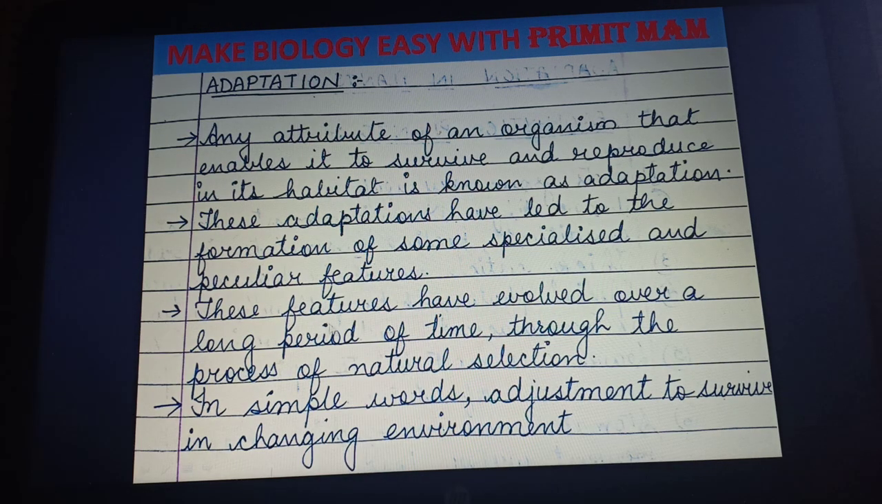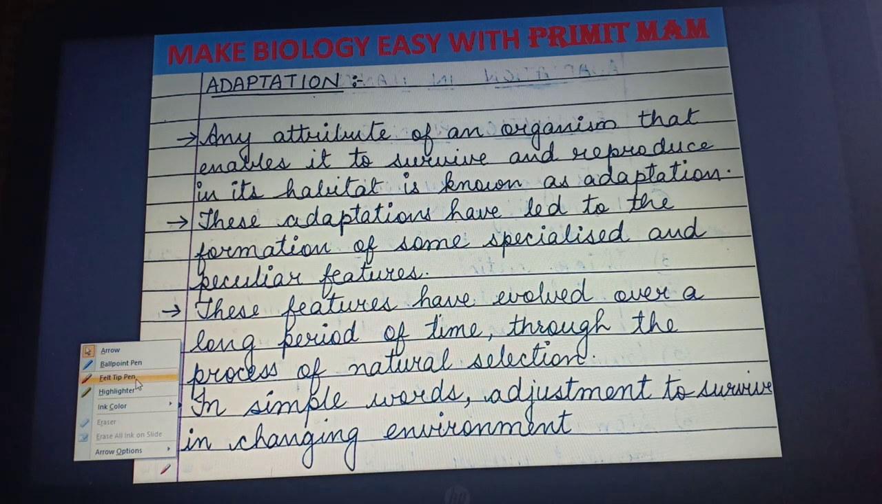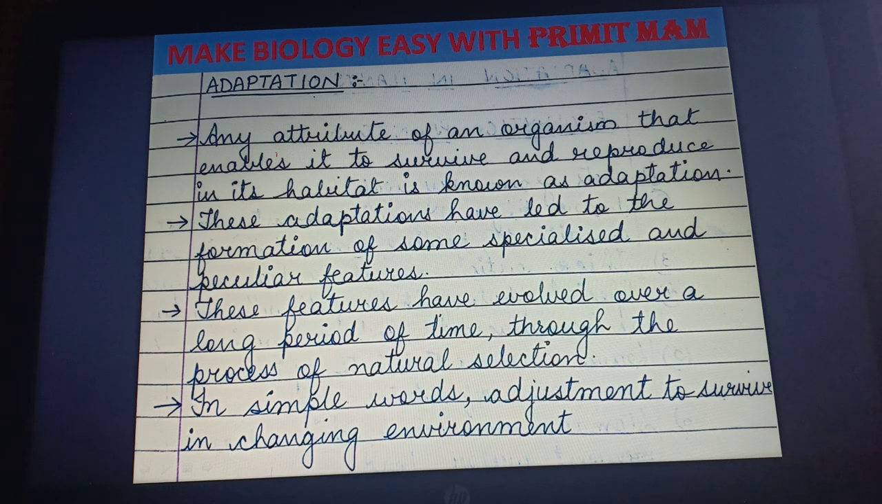Adaptation means any attribute. Attribute means quality. So any quality of an organism that enables it to survive and reproduce in its habitat is known as adaptation. In simple words, adaptation is adjustment to survive in the changing environment. As the environment is changing every now and then, organisms need to adjust. Then only they can survive. So this is known as adaptation.